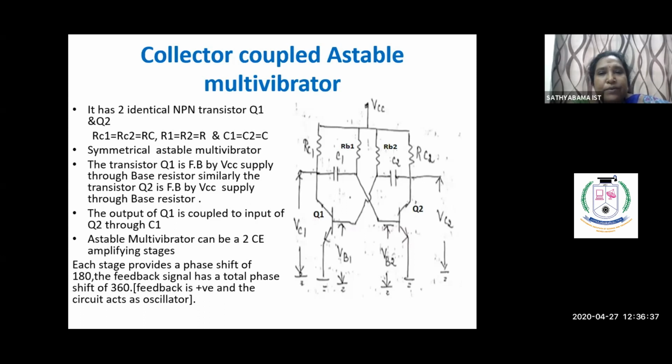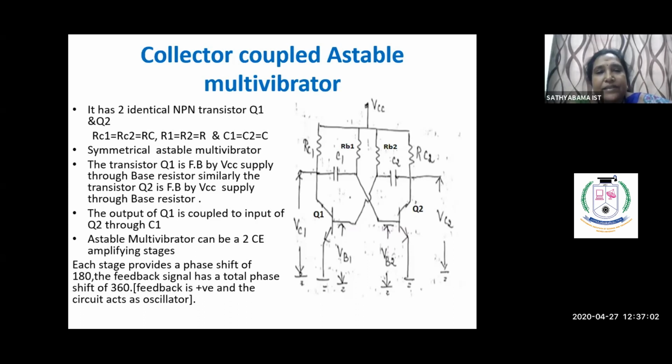There are two types of Astable multivibrator. One is called the collector coupled Astable multivibrator, and the other is called the emitter coupled. From the name itself you can understand the concept. Collector coupled means the coupling is given on the collector side. That's why it is called the collector coupled Astable multivibrator.